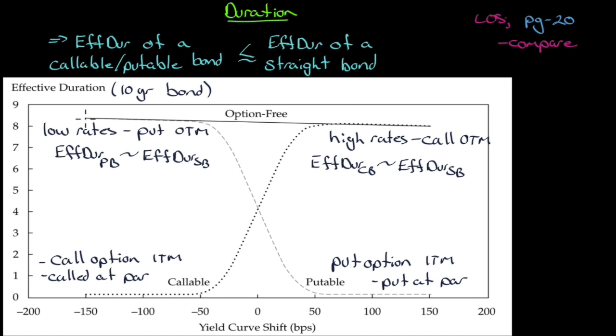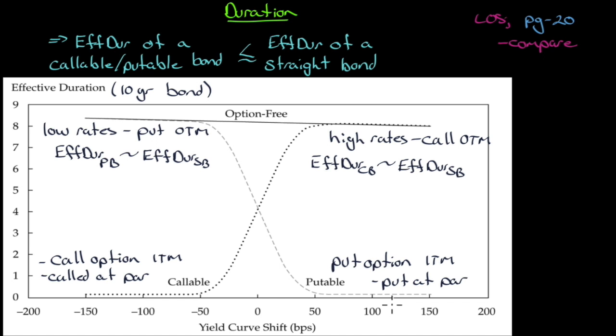Let's look at our option-free bond. Here it is right here. So as the yield curve is shifting upwards, look what's happening to the option-free bond. The duration is dropping over time. This is a 10-year bond, by the way. So it is dropping as interest rates are increasing.